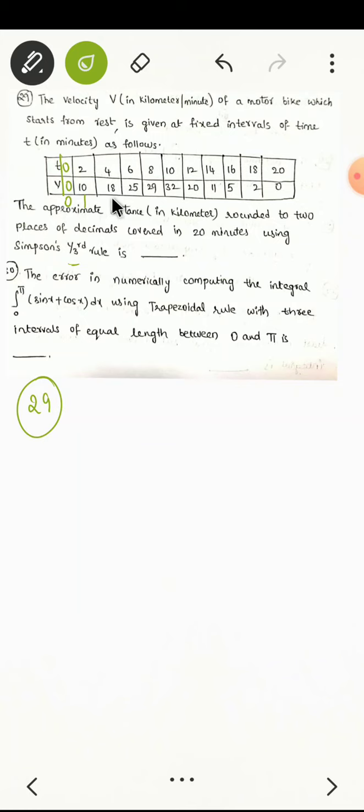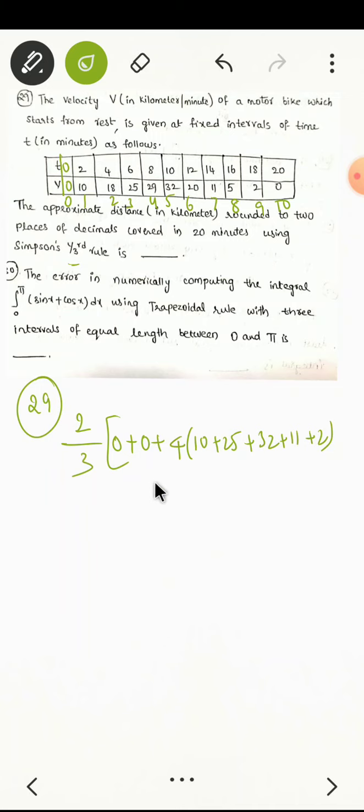So this is 0, 1, 2, 3, 4, 5, 6, 7, 8, 9, 10. Okay, now you have to go for Simpson 1/3 rule. So Simpson 1/3 rule total is 2 by 3, into first term 0, last term 0, plus 4 into the odd terms, that is 10 plus 25 plus 32 plus 11 plus 2, then plus 2 into the even terms, 18 plus 29 plus 20 plus 5. Okay, the value I am getting is 309.34. This is the value I am getting for problem number 29.